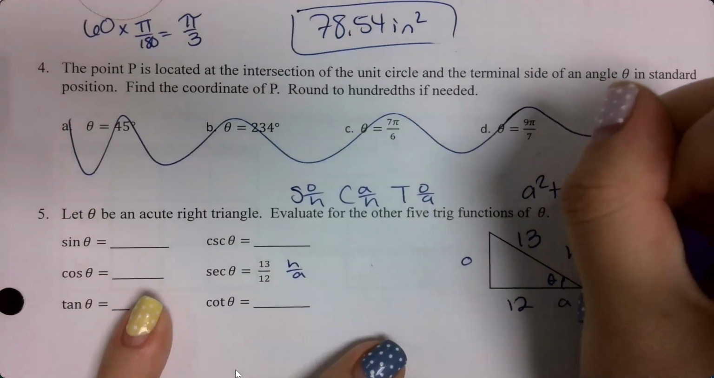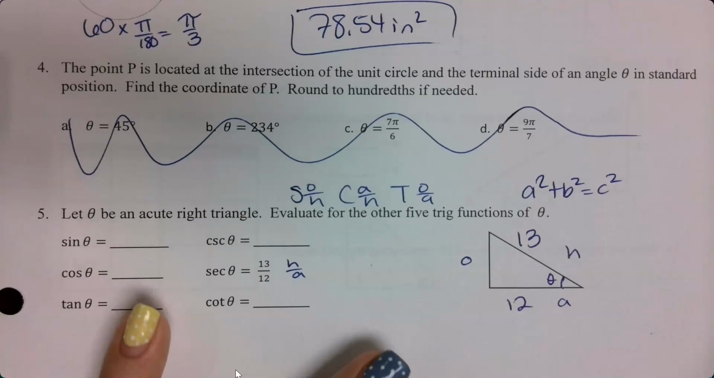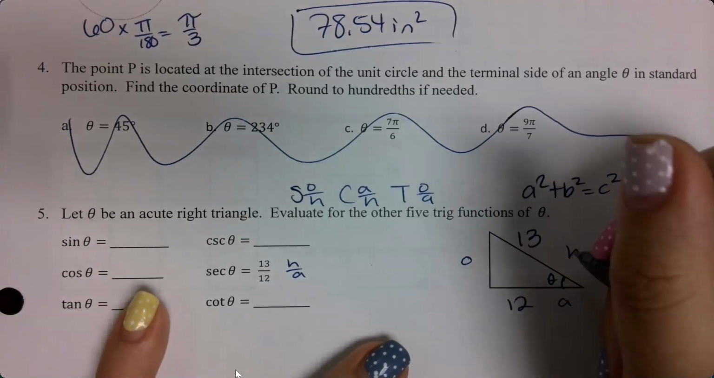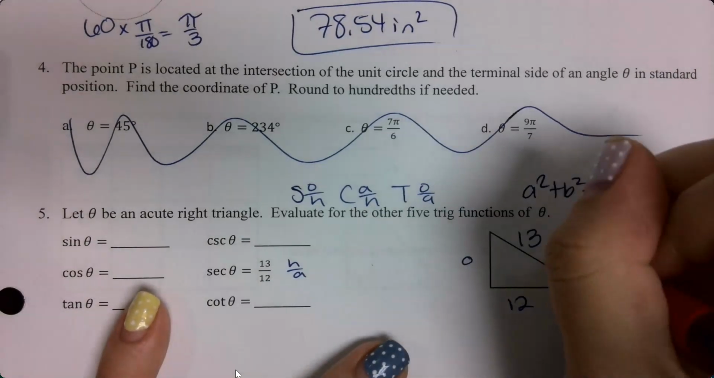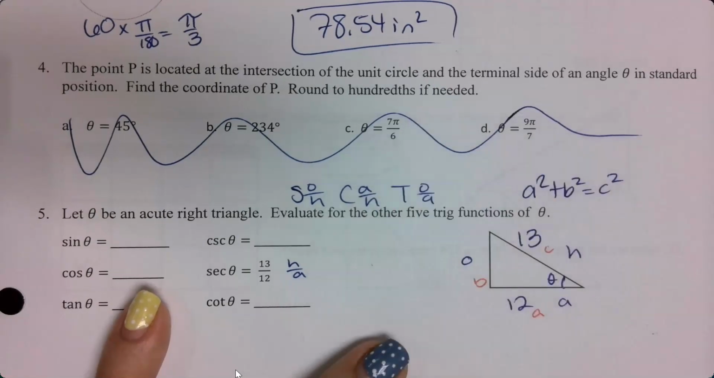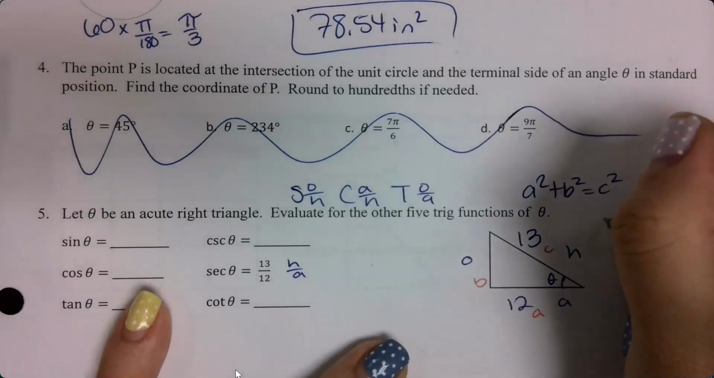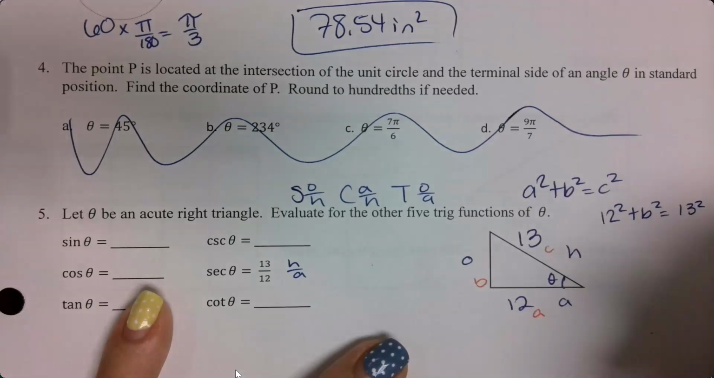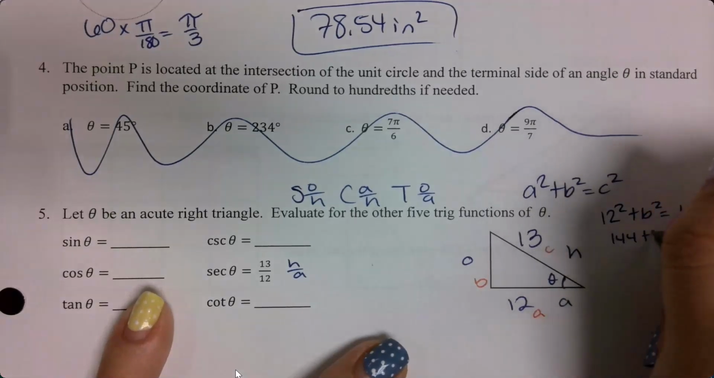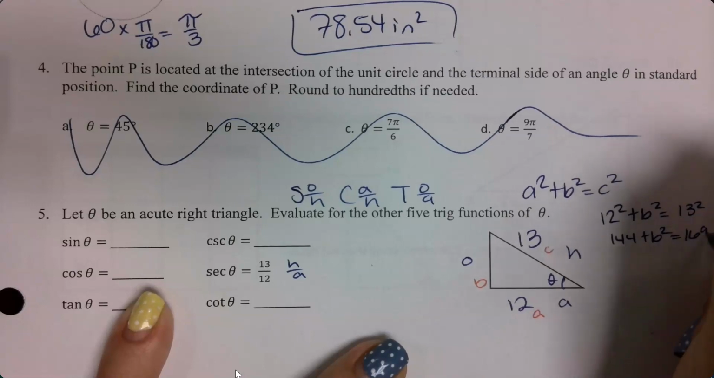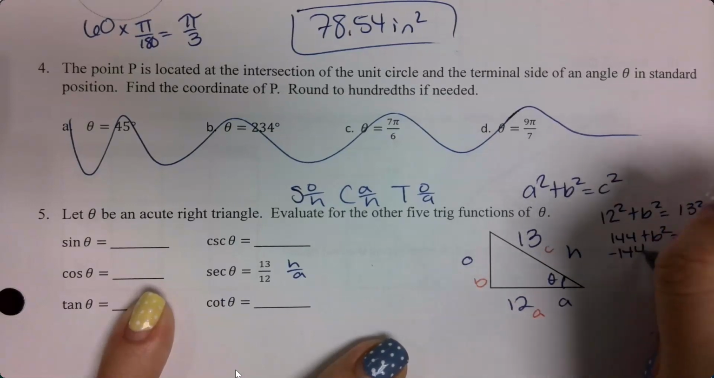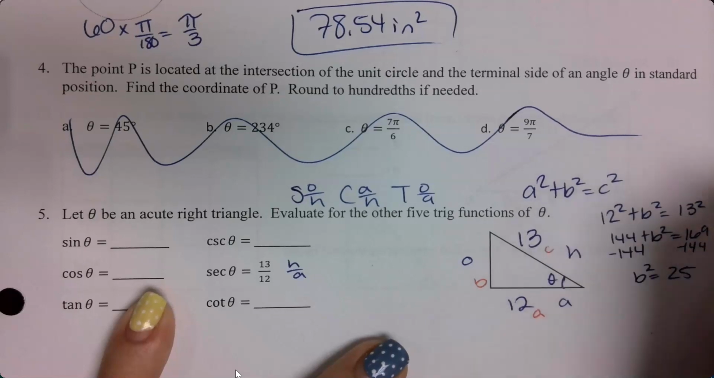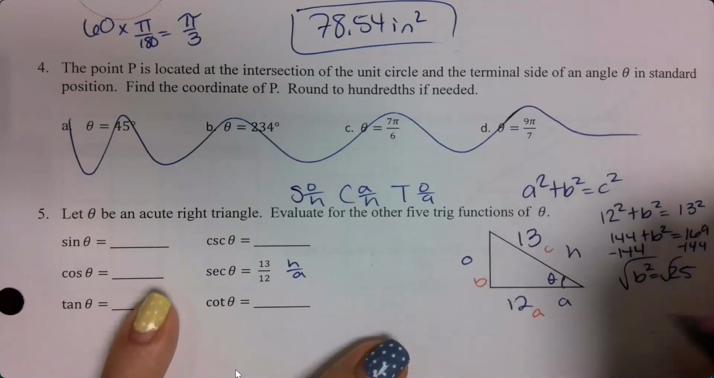So a squared plus b squared equals c squared to find the missing side length. This is my c. I'll use this as a, and then I need to find my b. So I have 12 squared plus b squared equals 13 squared. 12 squared is 144. 13 squared is 169. Subtract 144 on both sides. I get b squared equals 25. Square root, b is 5.